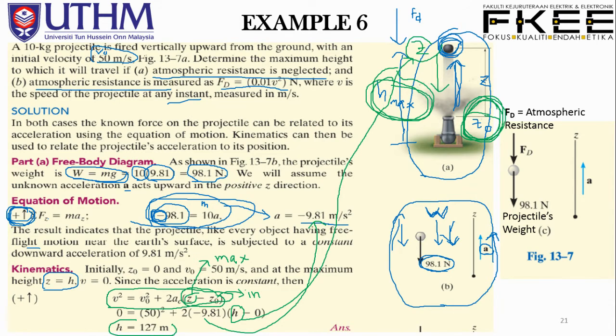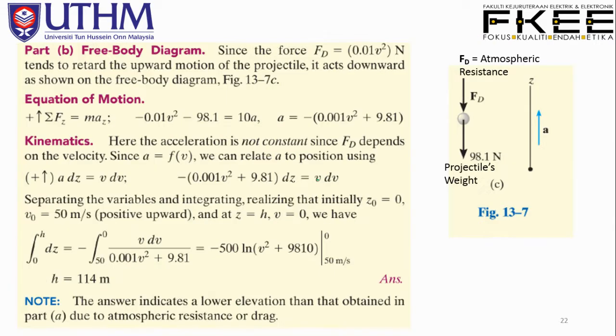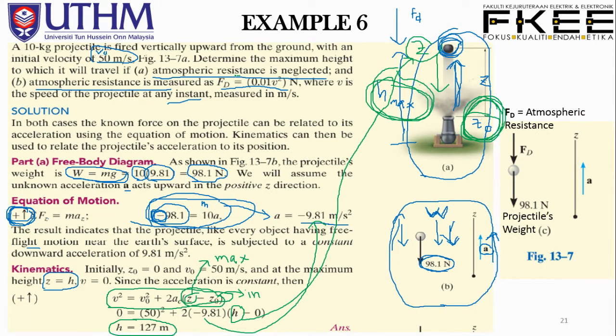Okay, that results in 127 meters that the projectile or the object may fly or may go. Okay, and then part B, the free body diagram. So since the force Fd equals 0.01 z squared, this is given here. All right. So now we have to consider the atmospheric resistance.